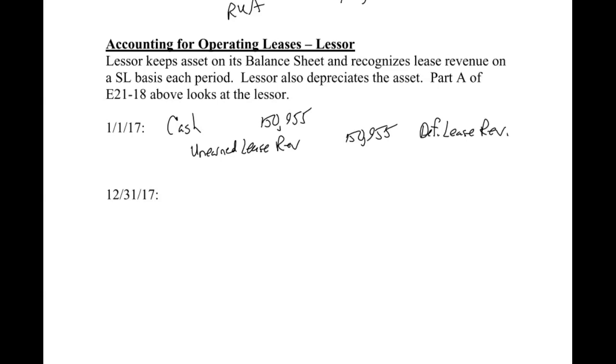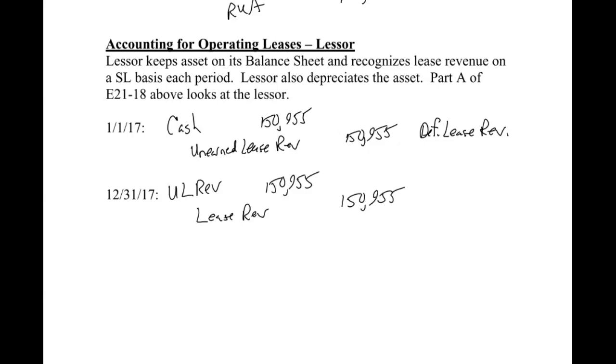All right, and then when they actually recognize the revenue at the end of the period, I'm sorry, not accrue the revenue, when they actually recognize the revenue, they're going to take off the unearned lease revenue for the 150,955 and recognize lease revenue, 150,955. So this is a lot different than finance leases for the lessor, but definitely easy. We receive our cash payment at the beginning, record a liability, take the liability off the books at the end of the period, and record the revenue.